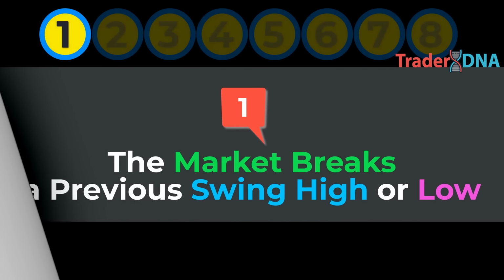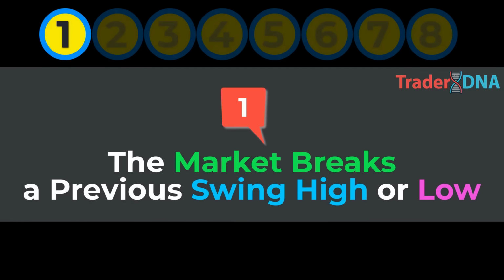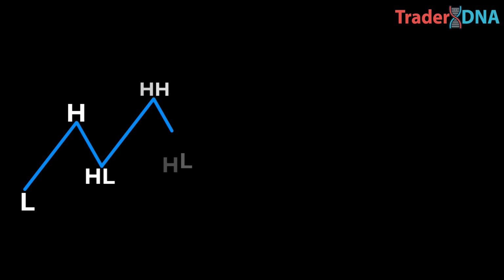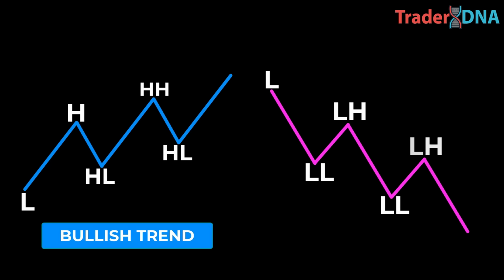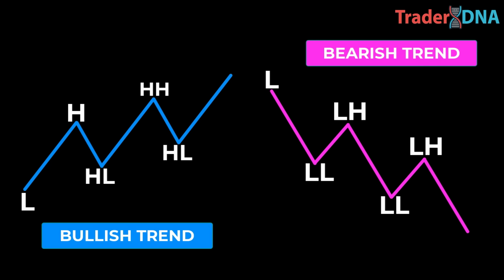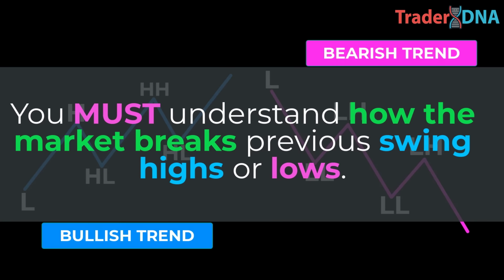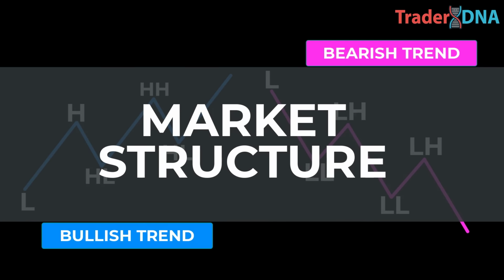1. The market breaks a previous swing high or low. Historically, a trend is defined by a series of higher highs and higher lows in a bullish trend, or lower highs and lower lows in a bearish trend. That's the foundation of any market trend. But if you want to master market analysis, there's no way around this. You must understand how the market breaks previous swing highs or lows. This is what we call market structure.